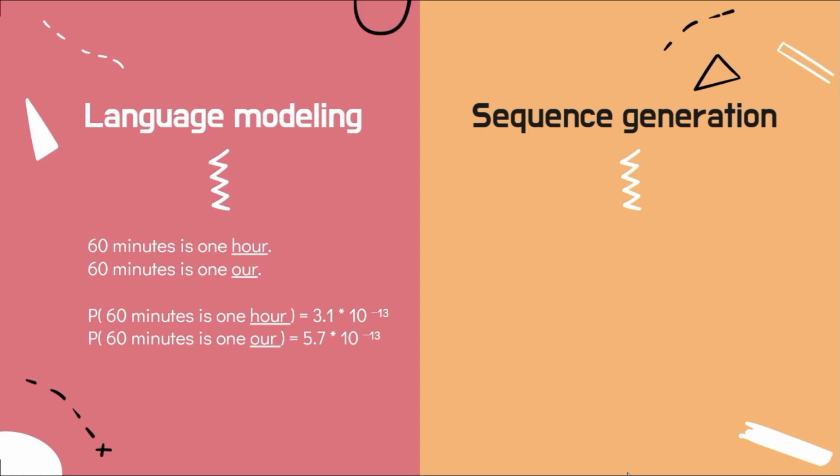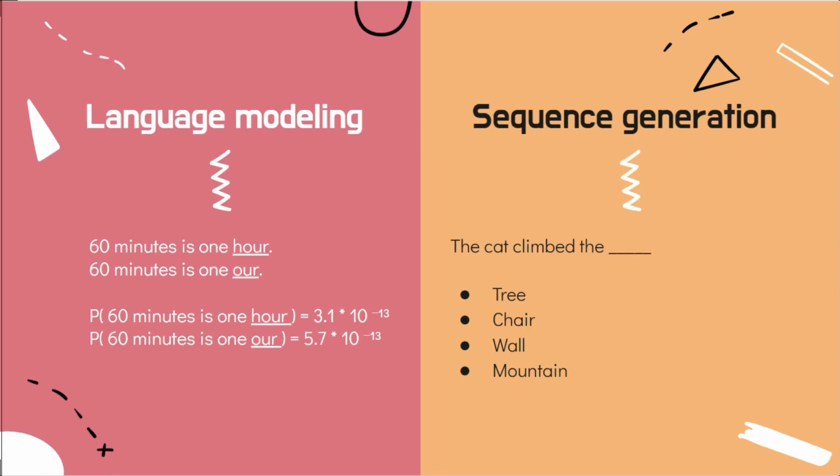Sequence generation involves predicting and generating the next element in a sequence of words. For example, in the sentence "the cat climbed the", the goal is to predict the missing word based on context. In this case, the system can give too many options, and the same thing, based on probability, it can choose which one fits more.